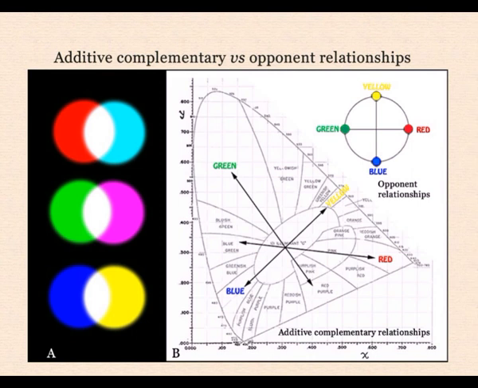Perhaps because the relationship between cone opponent responses and the colour opponent signals we ultimately experience is indirect, pairs of colours that mix to make white light, additive complementaries, do not always coincide with the axes of our perceptual framework of opponent colours, as determined by experimental studies of large numbers of observers. In this CIE xyY or chromaticity diagram, additive complementaries are connected by a straight line through the central white point. Middle yellow and middle blue are essentially complementary, but middle red and middle green are not.